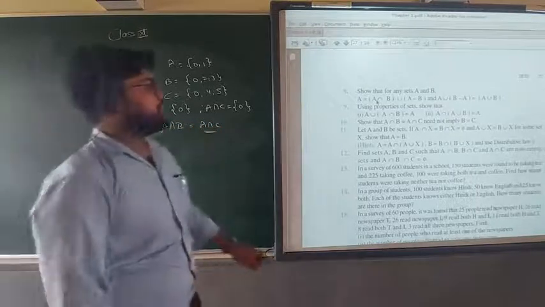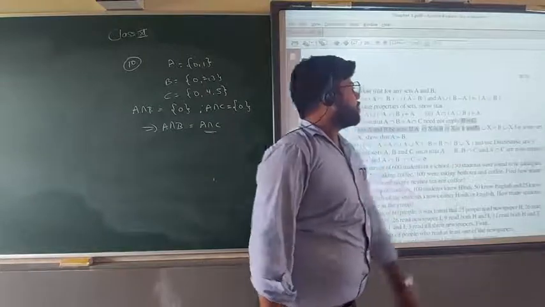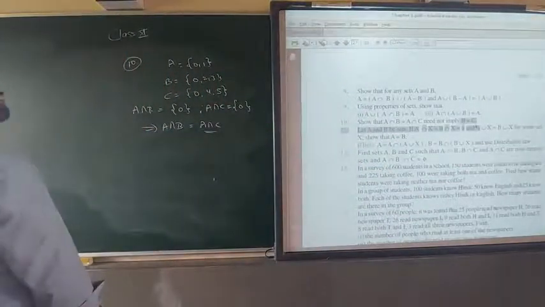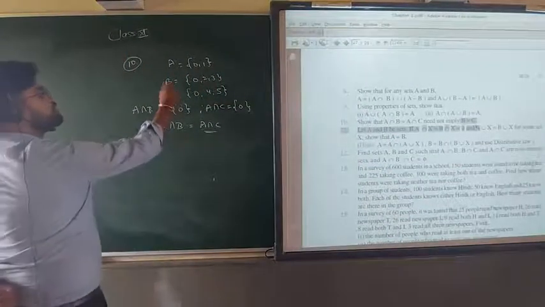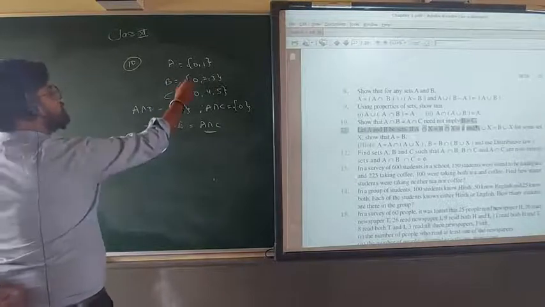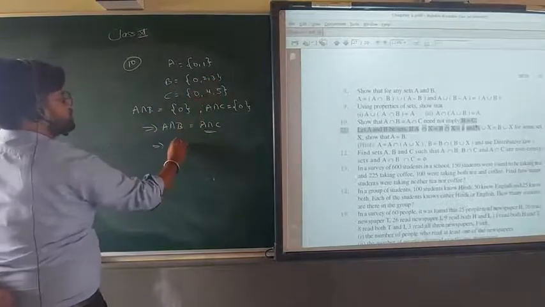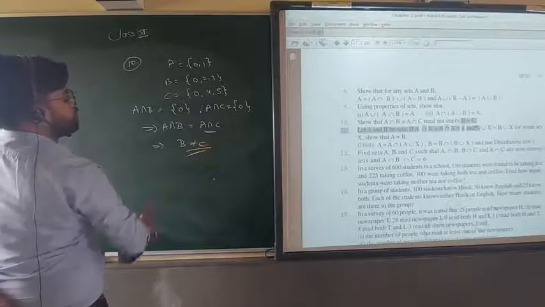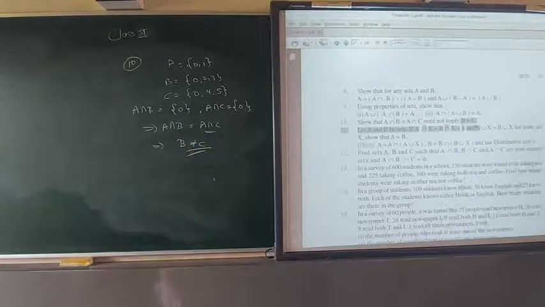Now he is saying that it means B and C will be equal. It will not be equal, so we have to say it does not imply that B and C are equal. If we see B and C, 0, 4 and 5 are different elements there. So B and C will not be equal. This I showed.